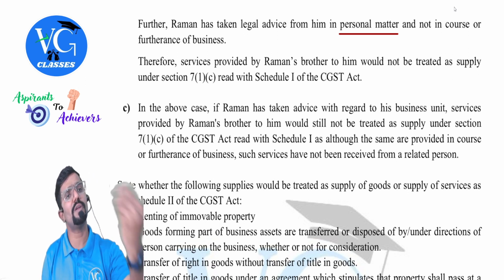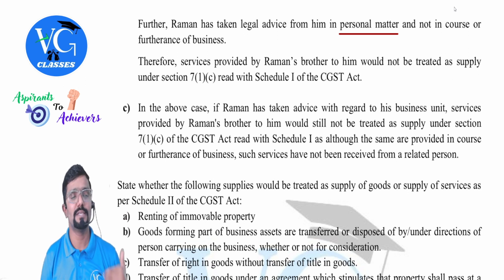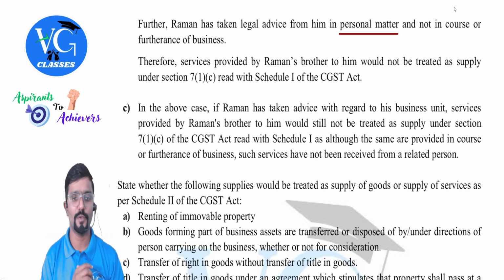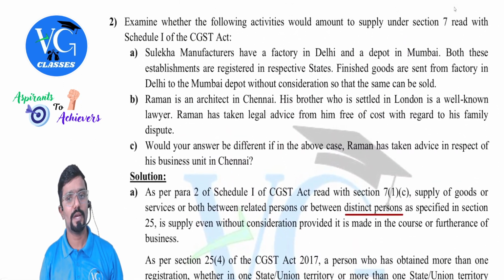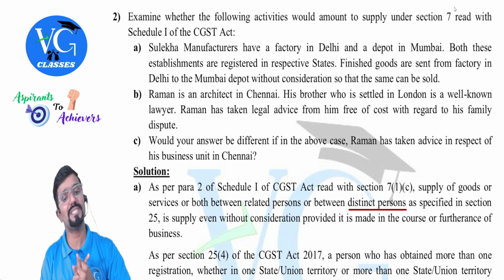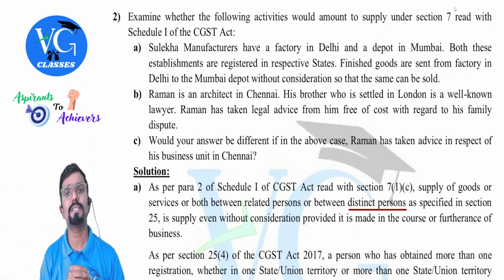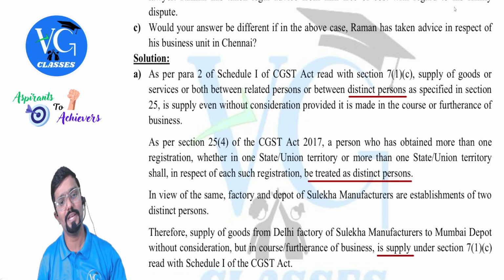See, this much is enough. But if you still want, you can also add one more line saying it is also not a supply as per section 7.1b as consideration is not there. Not mandatory, but if you want, you can give it. Oh, fine. One more sub question is there, connected to B itself. Would your answer be different if in the above case, Raman has taken advice in respect of his business unit in Chennai? So it is in the course or furtherance of business. Will it be a supply now? No. Why, sir? Not a related person. One thing is missing now.